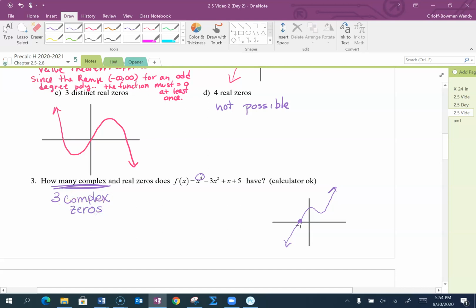Complex zeros cover the reals and the imaginaries, both. It houses both. But how many real? Since there's only one x-intercept, there is only one real zero. So I know I have 1 real zero, 2 imaginaries. That totals to the 3 complex.